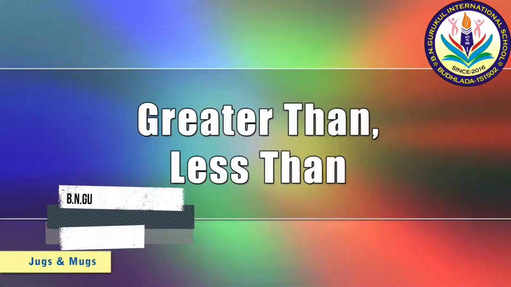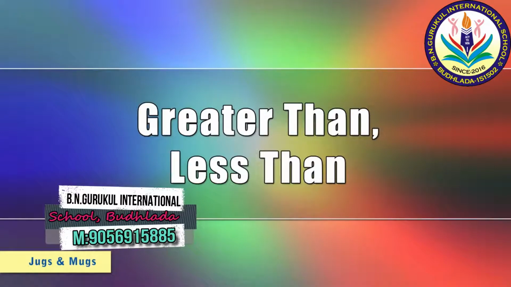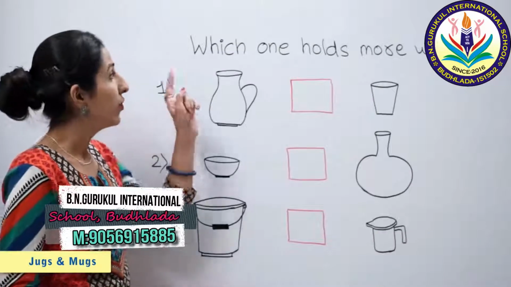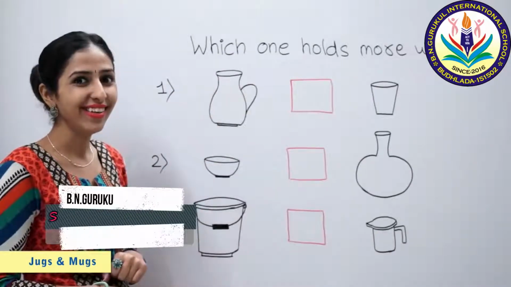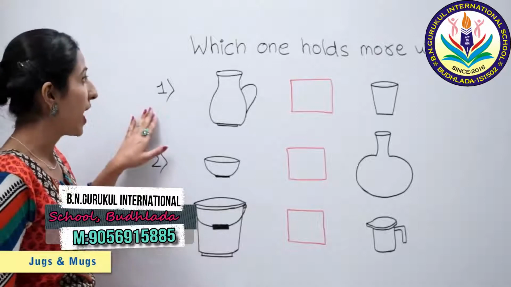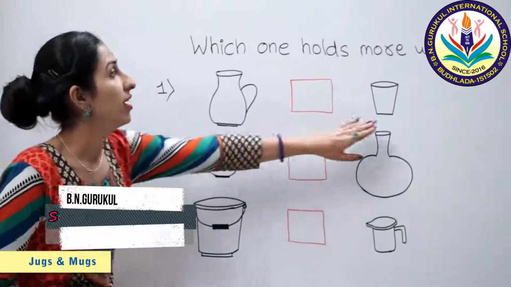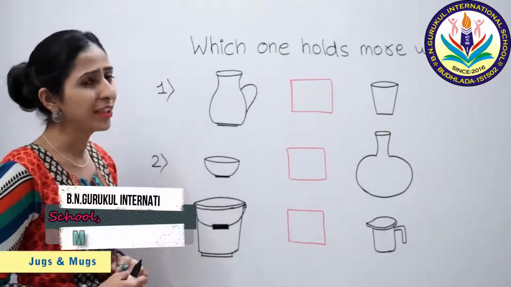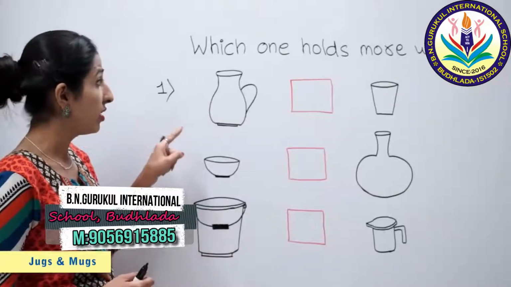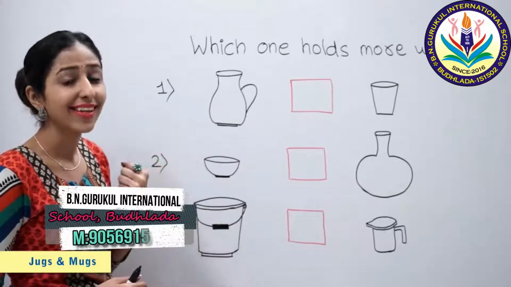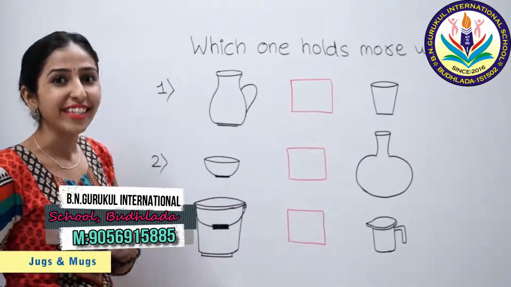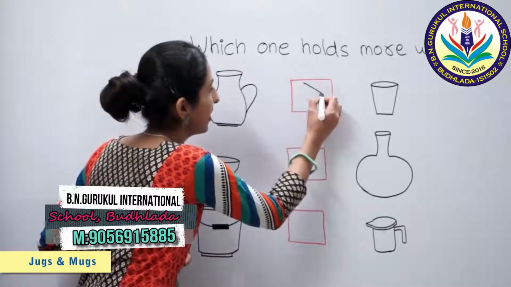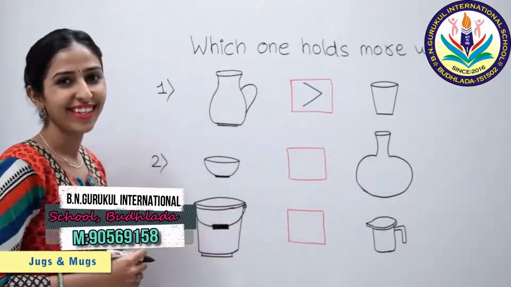Which one holds more water? Put greater than or less than sign. Students, tell me, which one holds more water? Here we have a jug, a glass. Tell me, students, which one holds more water? Jug or glass? Right, jug. Jug holds more water. So let's put a greater than sign.